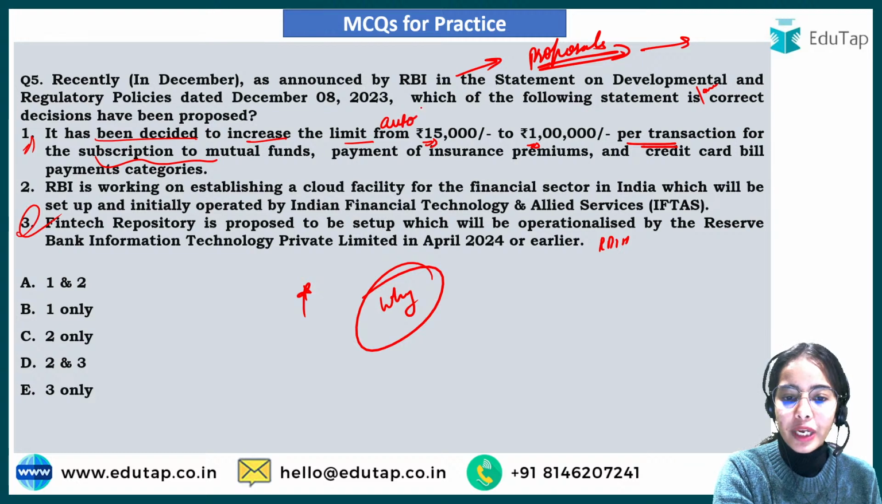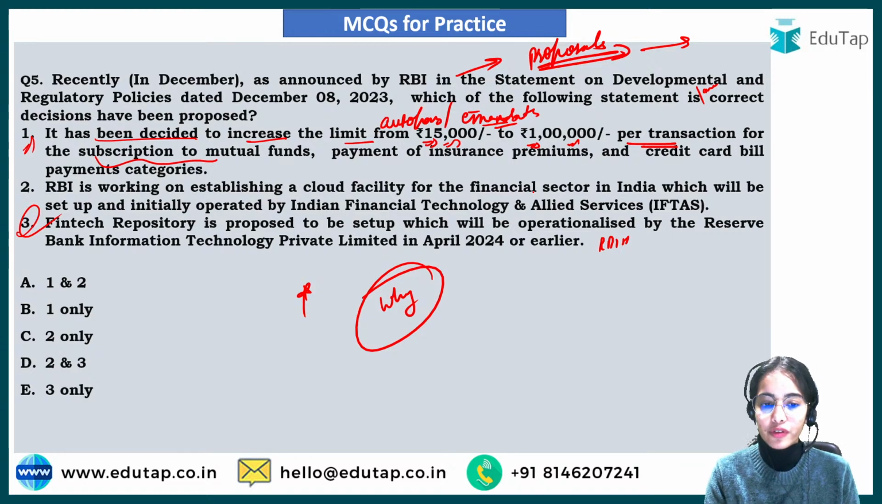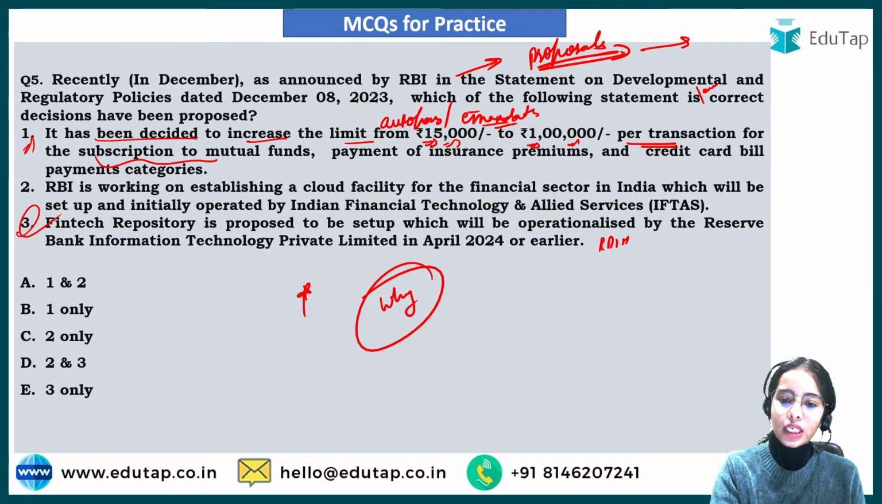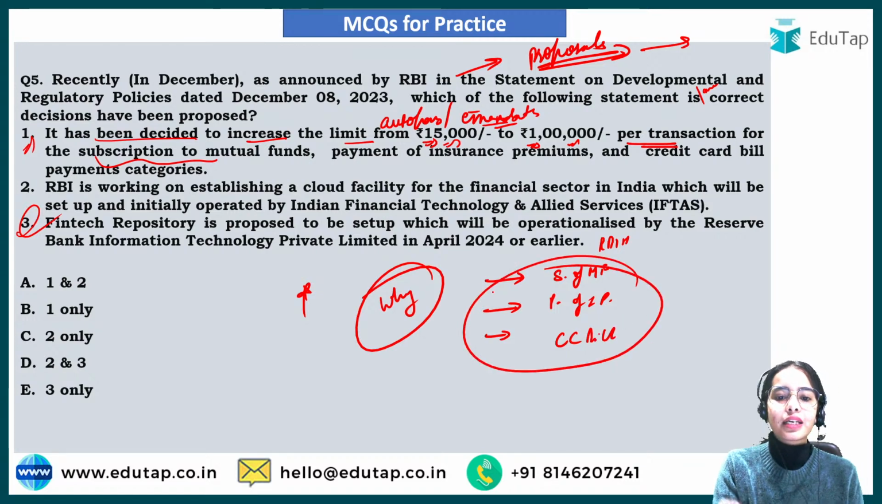So this is for the auto pay or for the e-mandates, that the limit has increased from 15,000 to 1 lakh per transaction for the subscription to mutual funds, for the payment of insurance premiums, for the credit card bill payments categories. The limit for the auto pay for the e-mandates have been increased from 15,000 to 1 lakh for the other. So only for the three categories, for the subscription of mutual funds, for the payment of insurance premium, and for the credit card bills. Only for these three the limit has increased from 15,000 to 1 lakh. For all the other payments, the auto pay or e-mandate limit is 15,000 only.